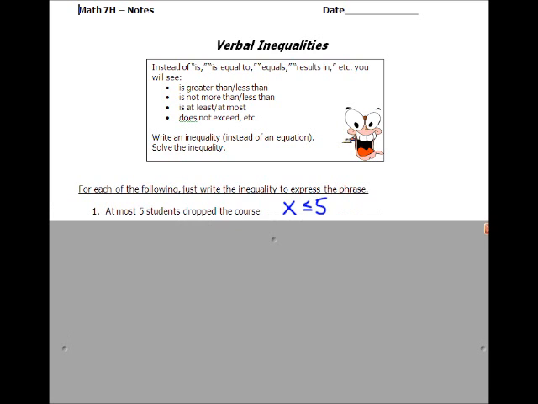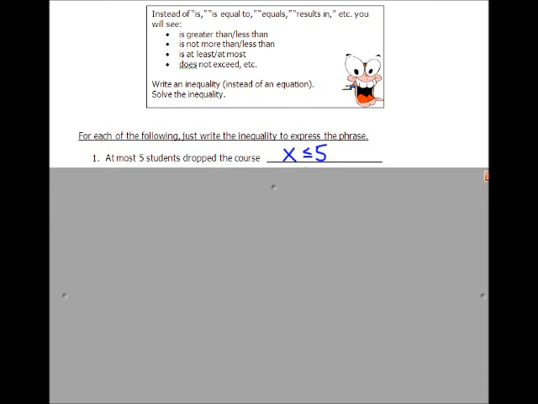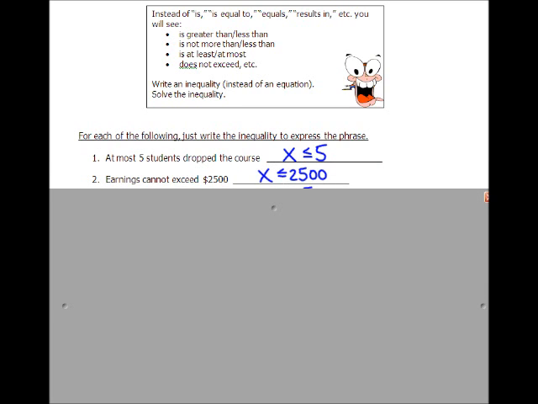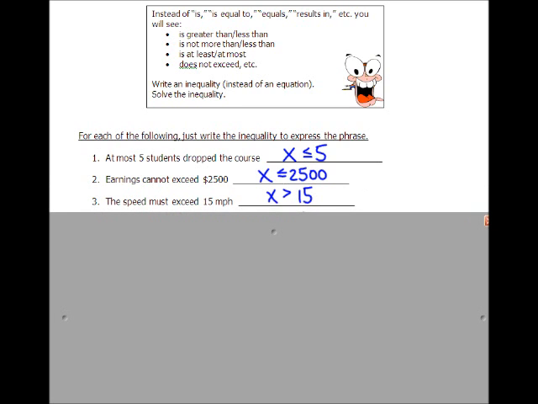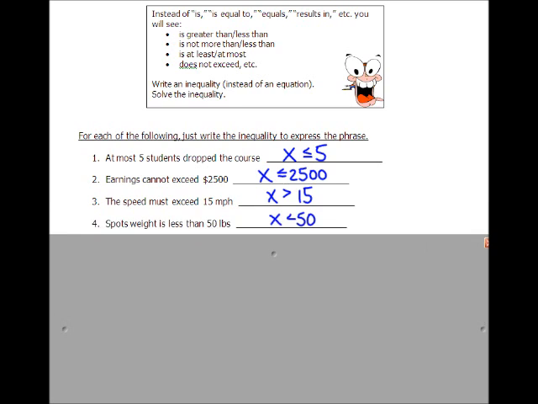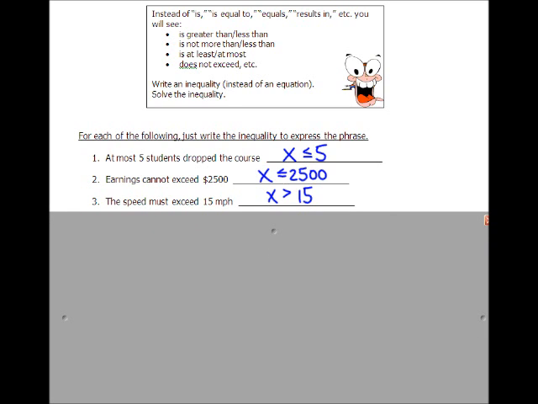The first one is going to be x is less than or equal to 5, because at most 5 students. Could it be 5? Yes, it could be 5. It couldn't be any more than 5, no. All right, number 2, cannot exceed, so that's less than or equal to. Number 3, must exceed. It can't be equal to, and cannot exceed is different, because it cannot exceed 2,500, but it can be equal to 2,500. All right, in the second case, it must exceed, so it can't be equal to 15.